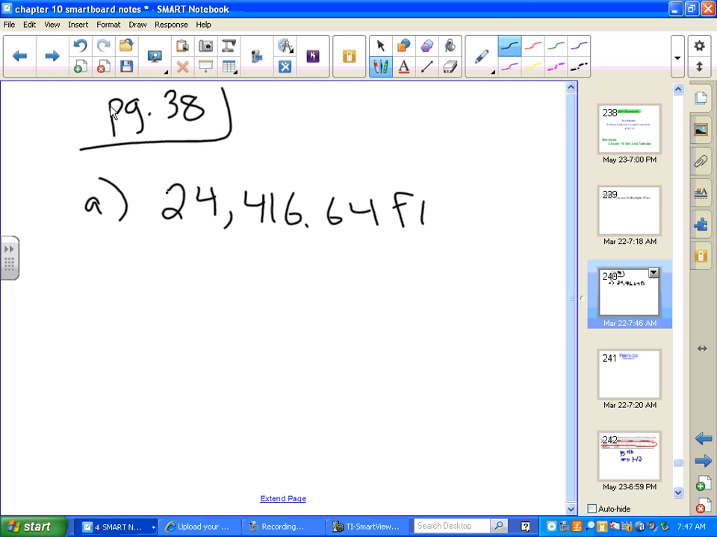Good job. Okay, letter B says if you double the radius, will the tank hold twice as much? Donatus? Good, it will hold more than twice as much. Did you calculate what the volume is? What did you get for the volume if they double it?